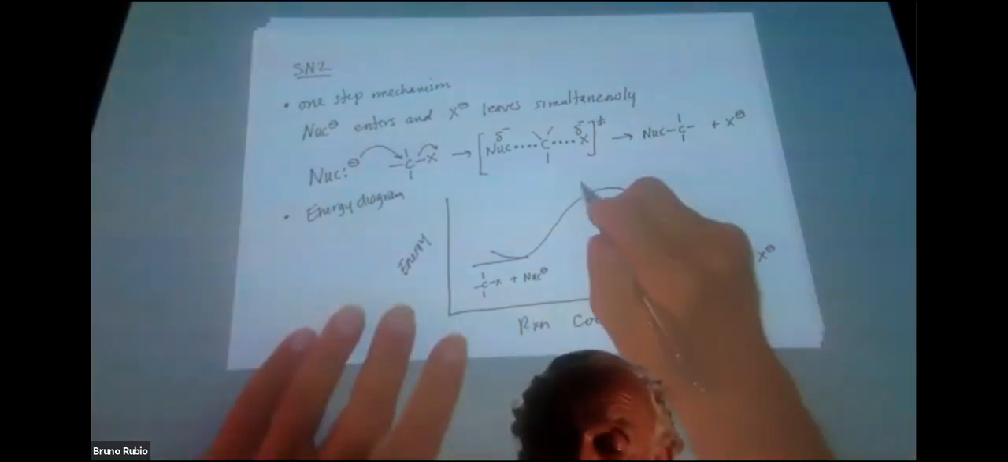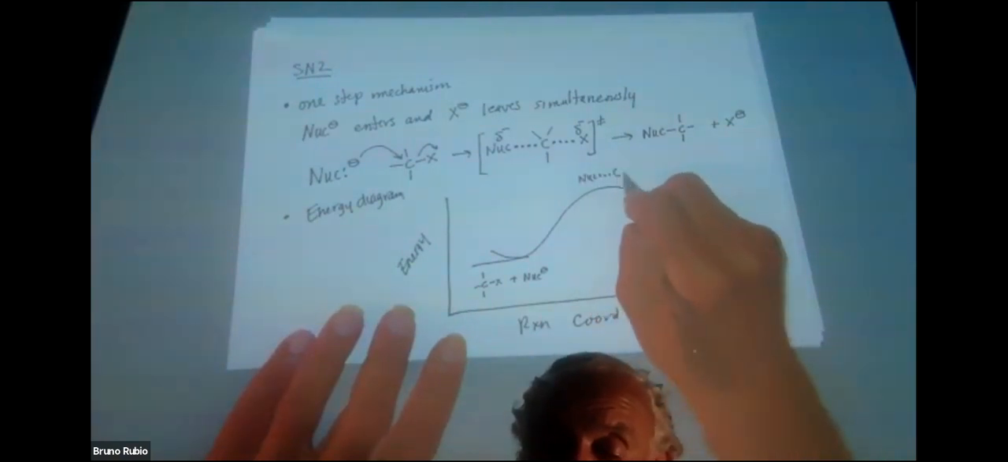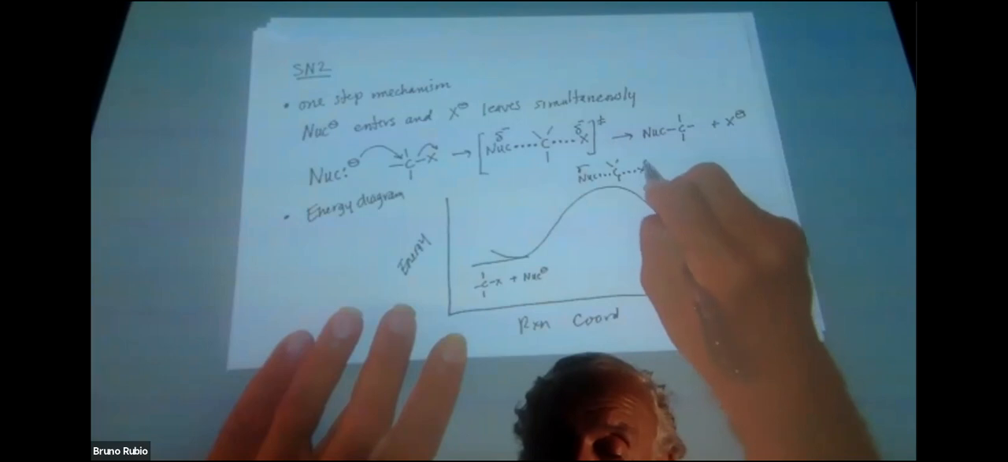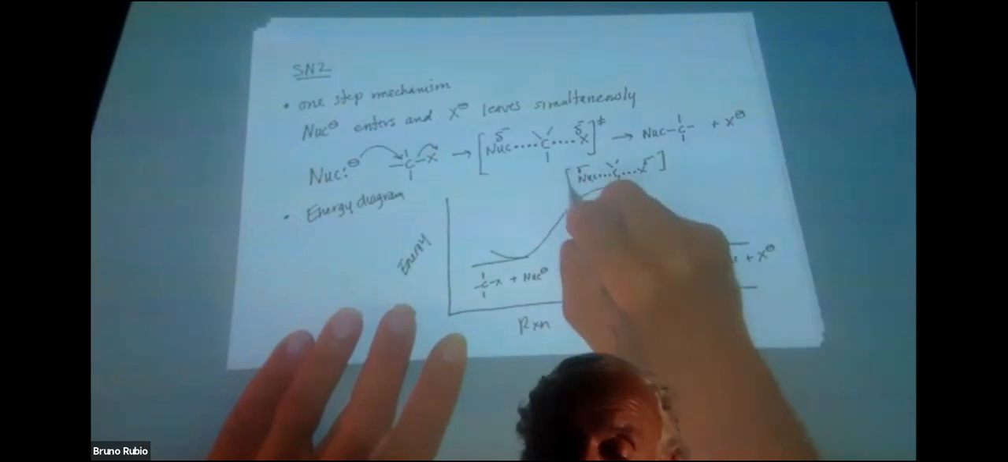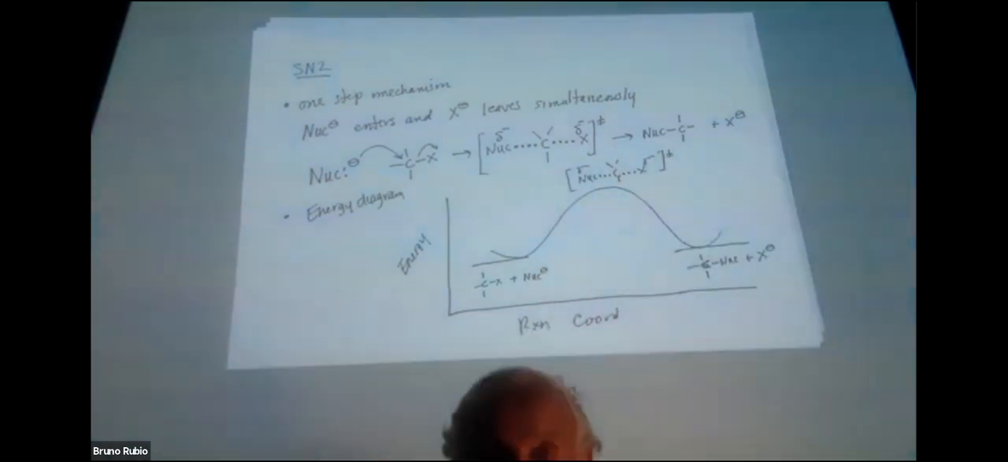And who lives up here? The transition state, where bonds are in the process of being broken and being formed. So there's our transition state, living at the top of this hill. Okay, so that's what the SN2 energy diagram looks like.